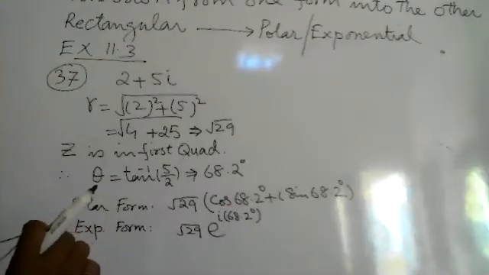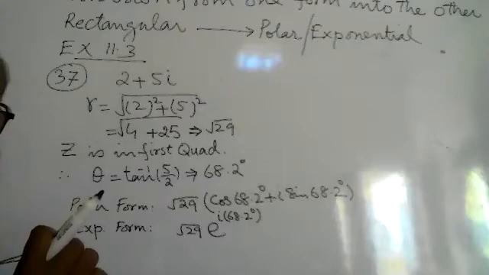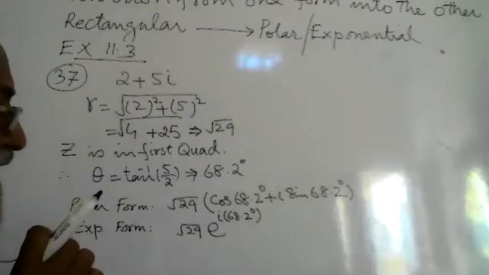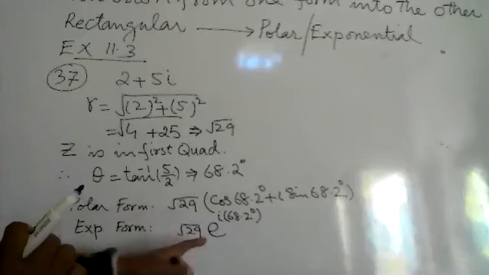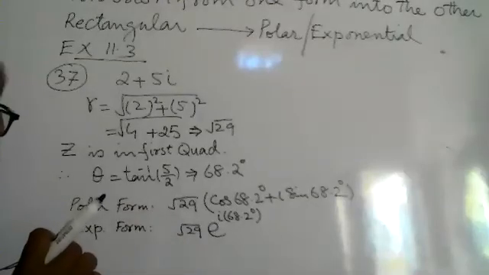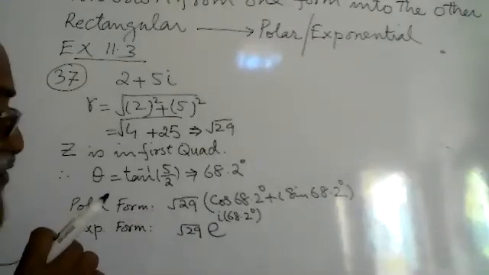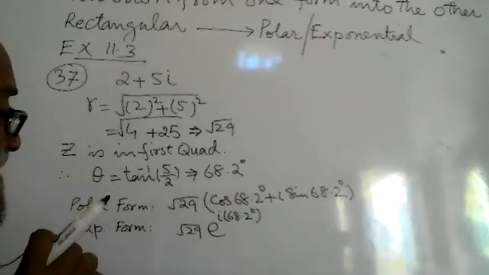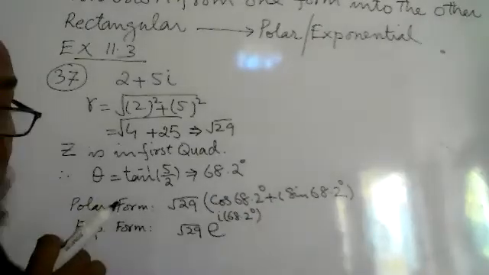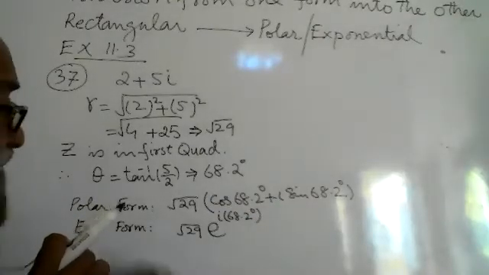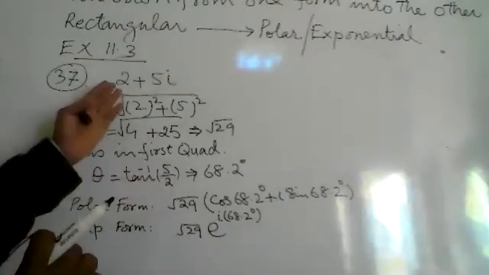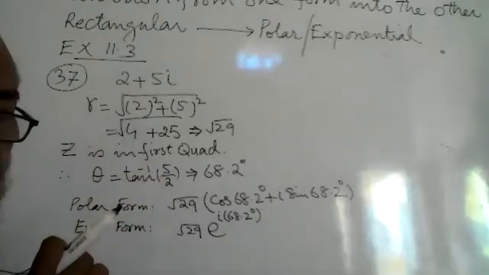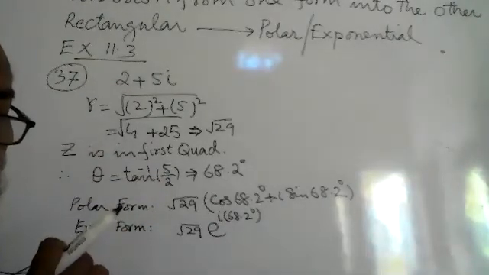So that was question number 37. We found r and theta, and then we convert into the polar form and the exponential form. Don't start again to write cos 68.2 degree and sin 68.2 degree, find the values, multiply by 129 and get the same result again. No need. It is asked to find the exponential form.